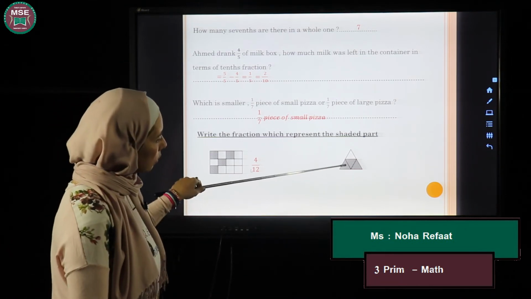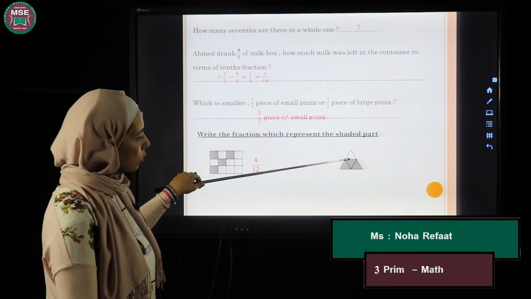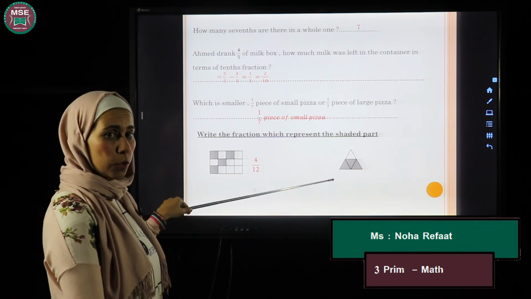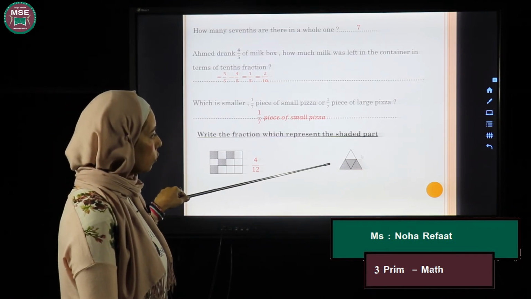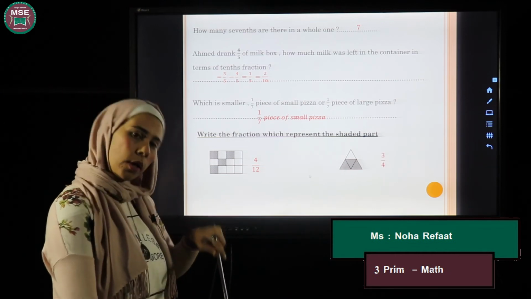The next one, the colored parts are 1, 2, 3, and all the parts are 4. So the fraction will be 3/4.